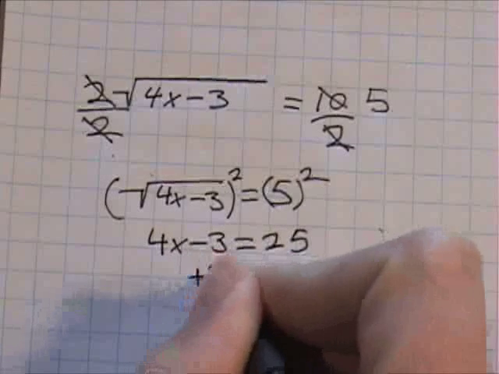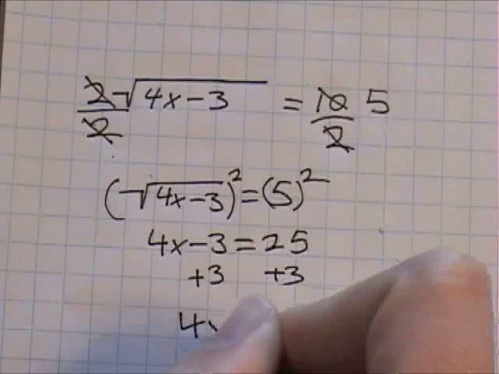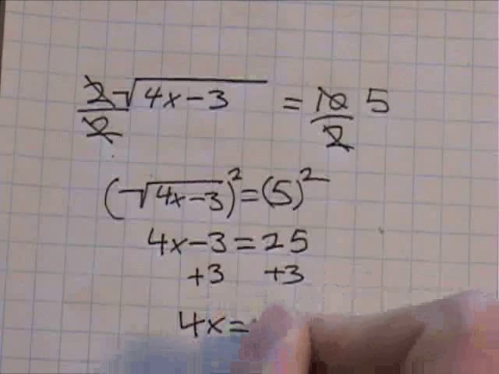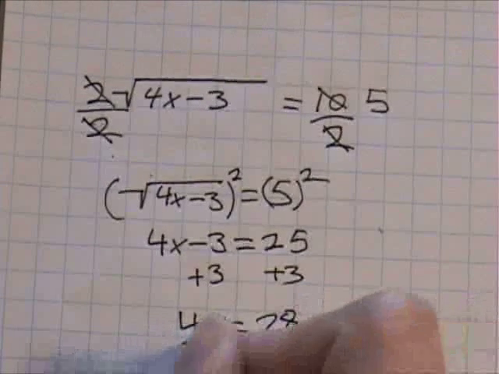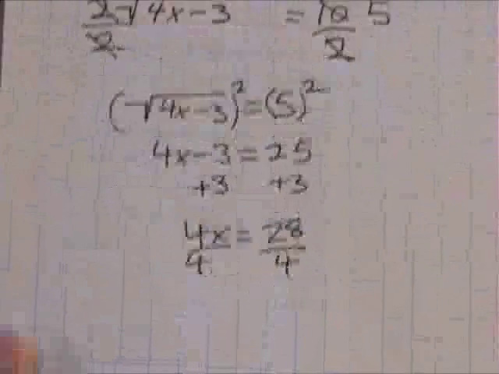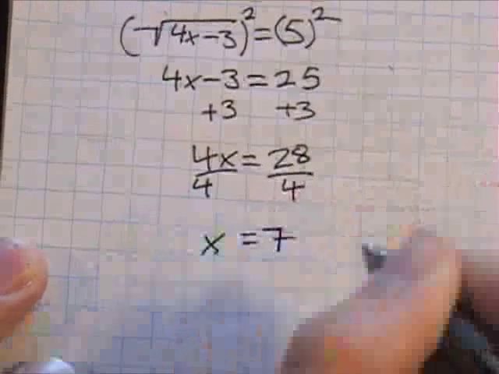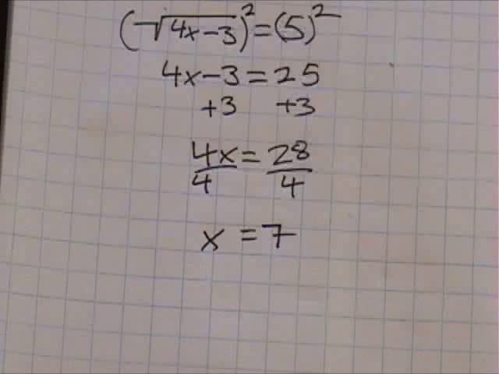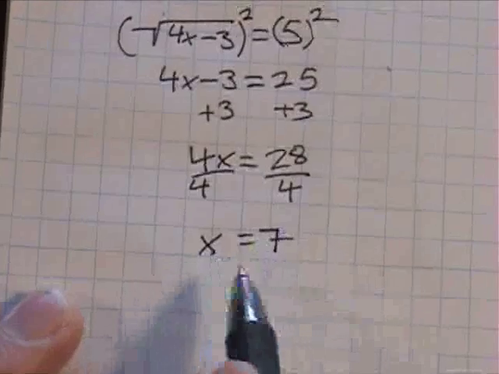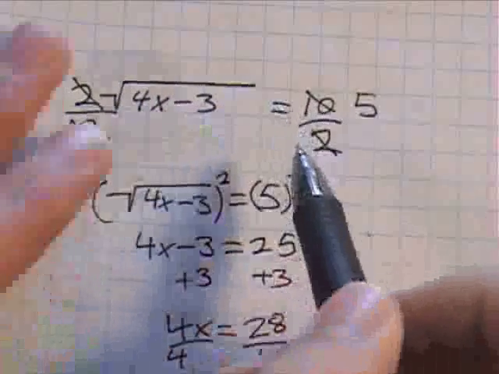Let's go ahead and add 3 to each side, so it becomes 4x equals 28, and then divide by 4, and you have x equals 7. Now you check your solution. So take this 7 here and substitute it in for your x in your original equation up here. Now let's see if it pans out.